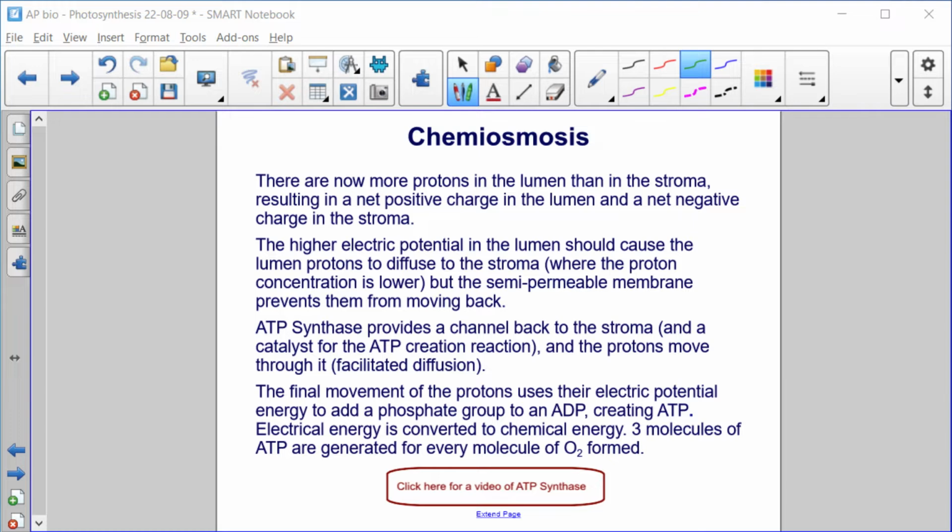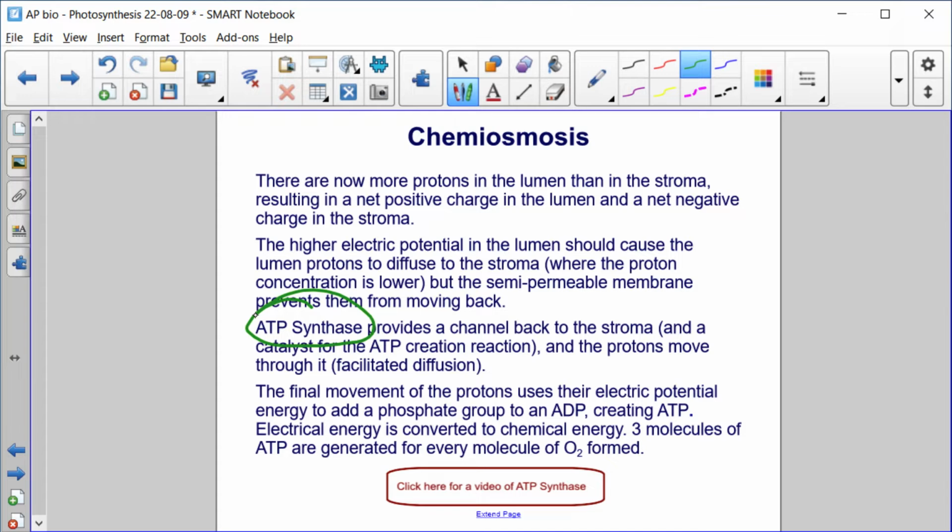There are now more protons in the lumen inside of the membrane than in the stroma outside, resulting in a net positive charge in the lumen and a net negative charge in the stroma. The higher electric potential in the lumen should cause those lumen protons to diffuse to the stroma where the proton concentration is lower. So you'd expect them to move back along their concentration gradient. But the semi-permeable membrane prevents that. Instead, we need a channel protein, and so that's provided by ATP synthase, this enzyme.